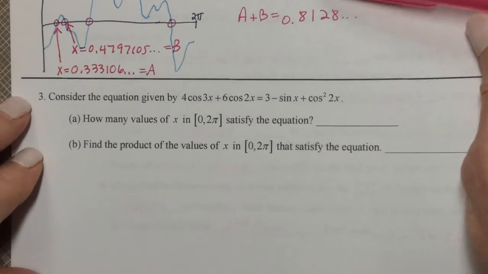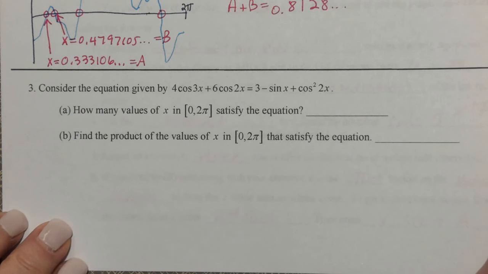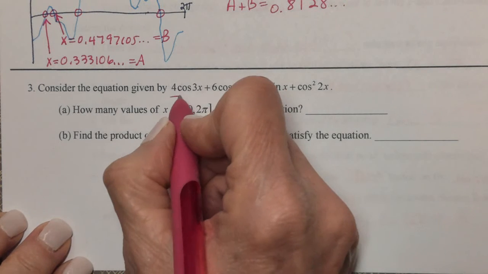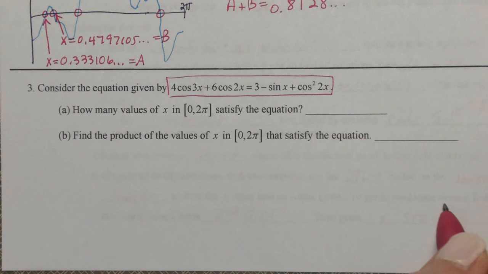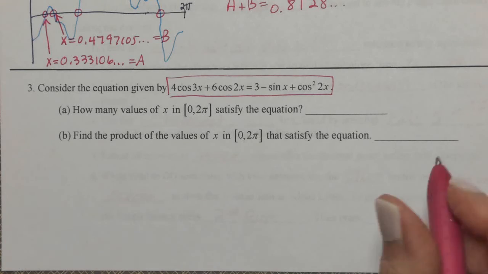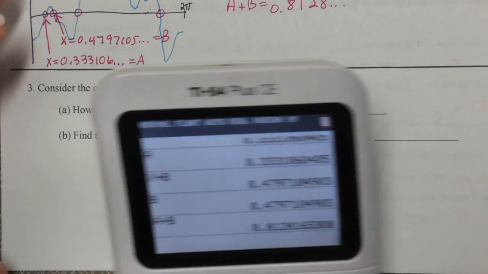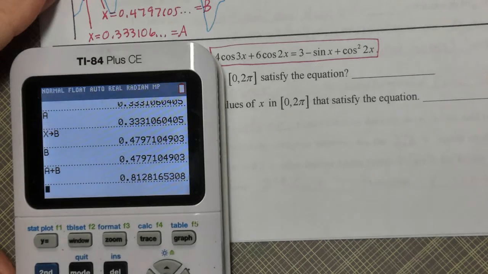All right, last example. Consider the equation given by this. How many values of x in 0 to 2 pi satisfy the equation? So that's a pretty long one. We will put it in carefully.